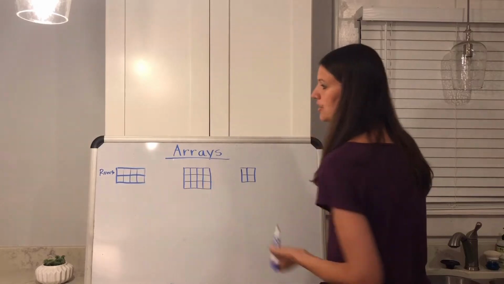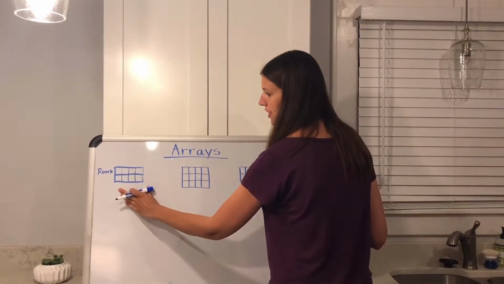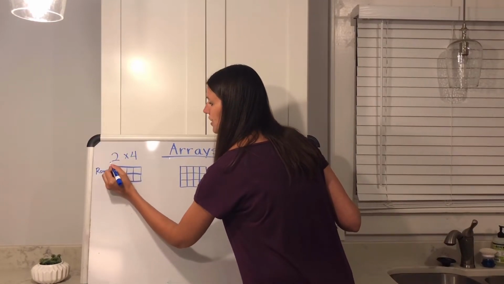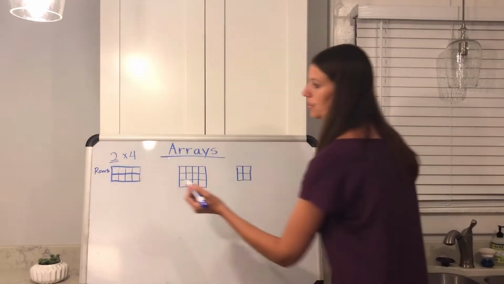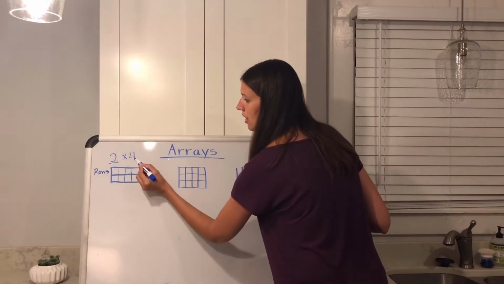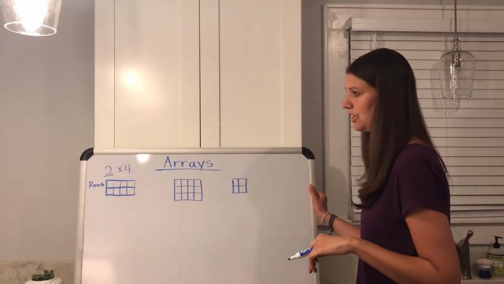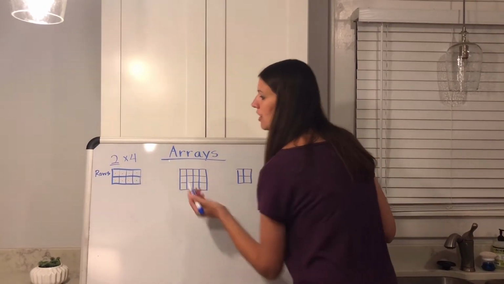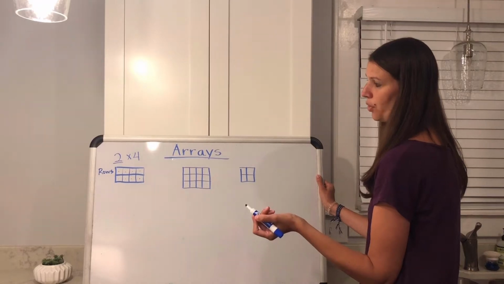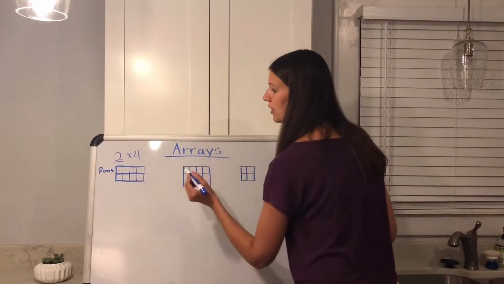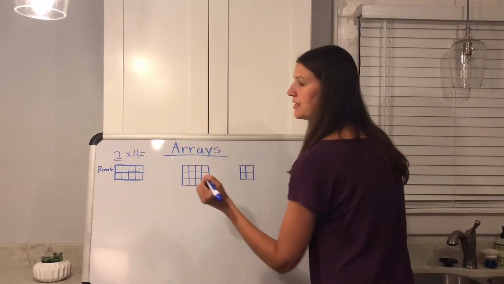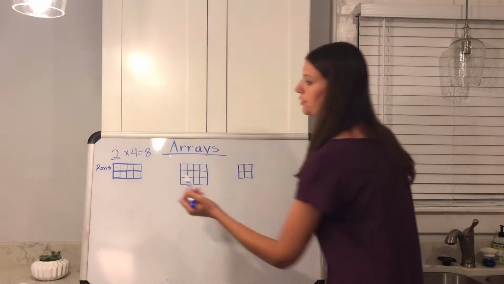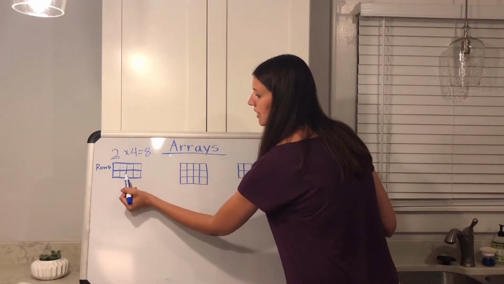Today we're going to be working on squares first. Our multiplication problem for this array is 2 times 4. Our first number, 2, tells us how many rows there are. 1, 2. Our second number tells us how many squares we need to put in each row. 1, 2, 3, 4. 1, 2, 3, 4. So this is an array that shows 2 times 4, or 2 rows of 4. And 2 times 4 equals 8. And if we've done our array correctly, we should have 8 squares in total. 1, 2, 3, 4, 5, 6, 7, 8.